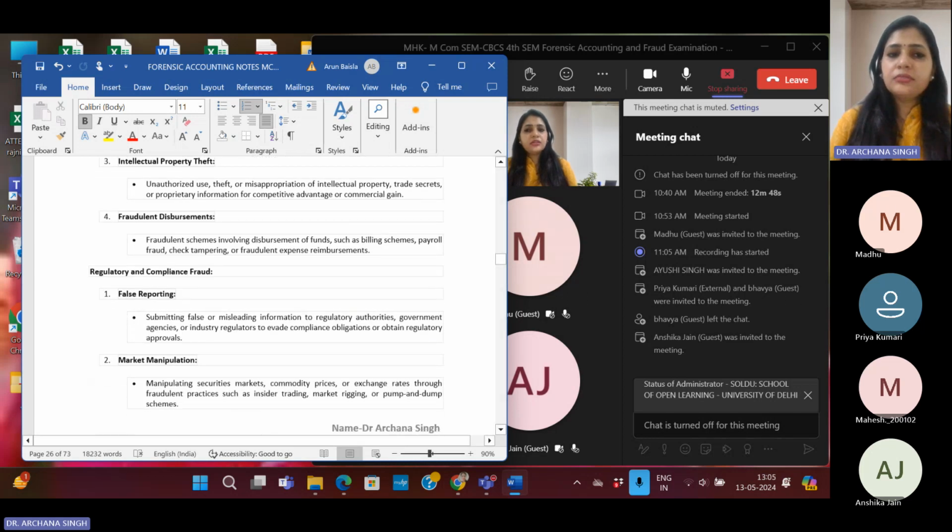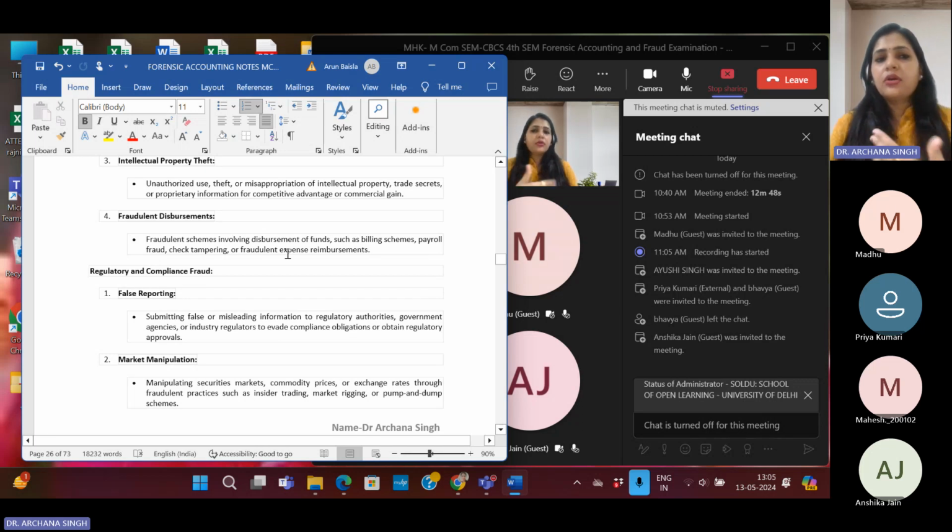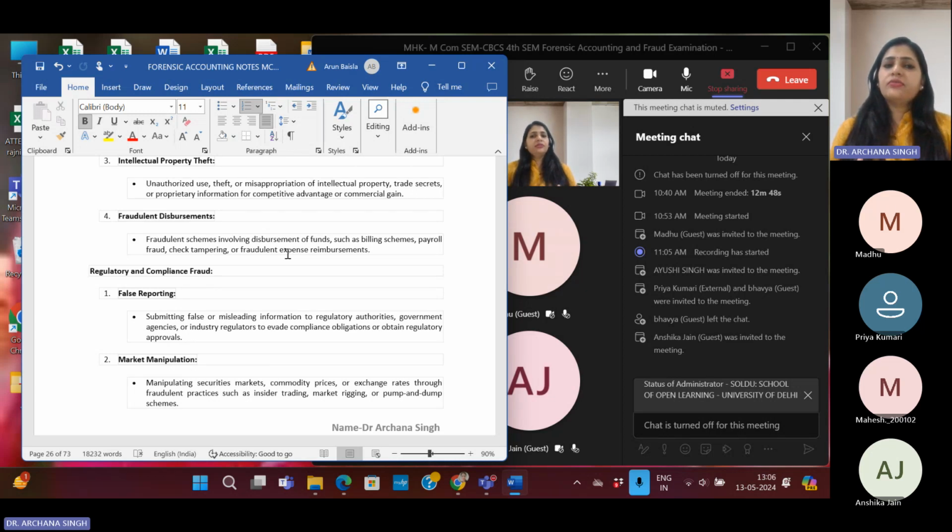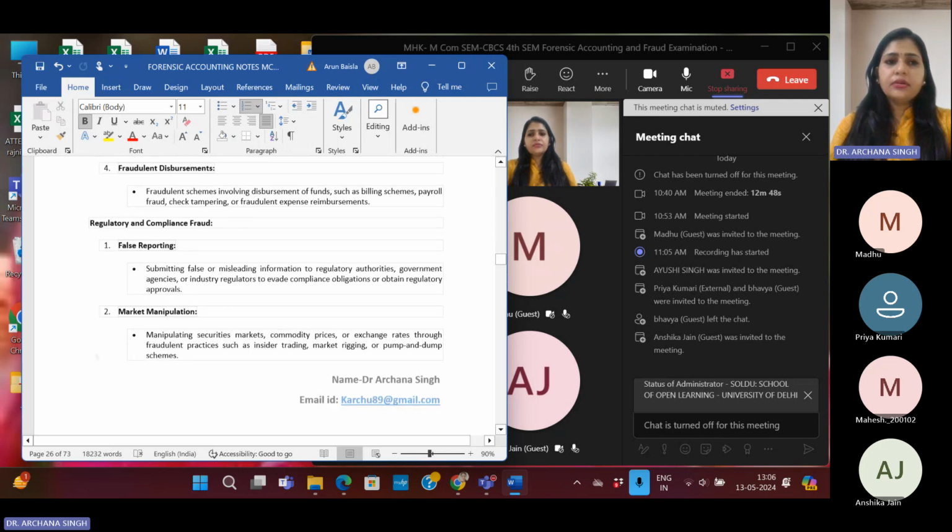Then fraudulent disbursements. Fraudulent schemes involve disbursements of funds such as billing schemes, payroll fraud, check tampering, or fraudulent expense reimbursements. So disbursements basically include billing schemes, payroll fraud, check tampering, or fraudulent expenses. Okay, now regulatory compliance fraud.